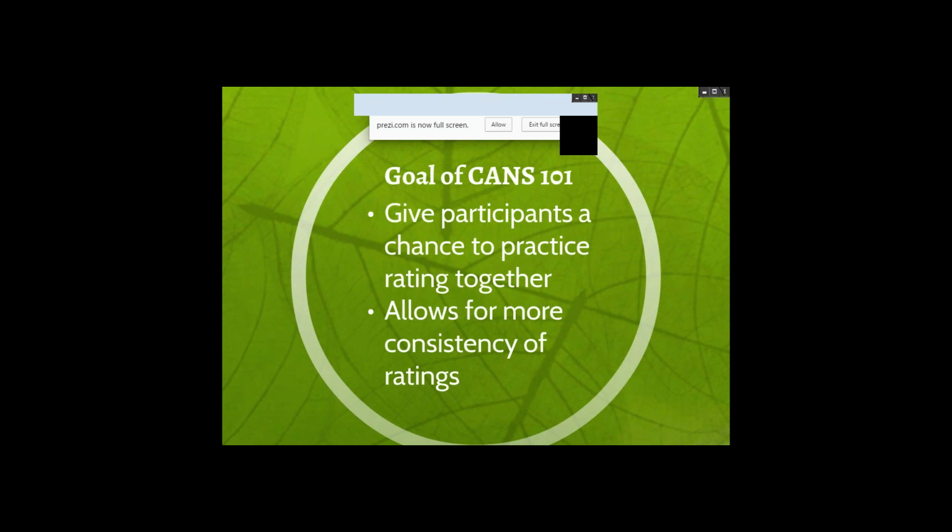So really with the goal of CANS 101 again, it's just to give participants a chance to practice rating together and encourage that consistency of rating. And even among people that are really familiar with the tool and have been using it a long time, we're still seeing a lot of variation in the way that people are rating items. So hopefully this will help us all rate a little bit more consistently and more accurately. And we're going to keep moving forward with fine-tuning these trainings as well.